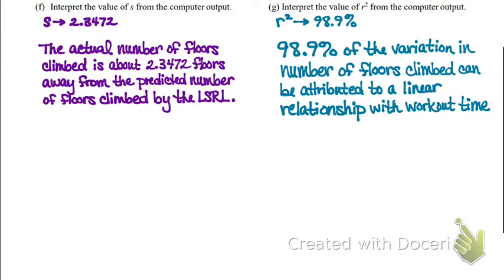R squared is telling me that any of the variability that I see in the number of floors climbed, 98.9% of that can be attributed to this linear relationship with workout time. So number of floors climbed is changing because the workout time is changing, and most of the change that I see there, 98.9% of the change that I see, is due to this direct linear relationship.